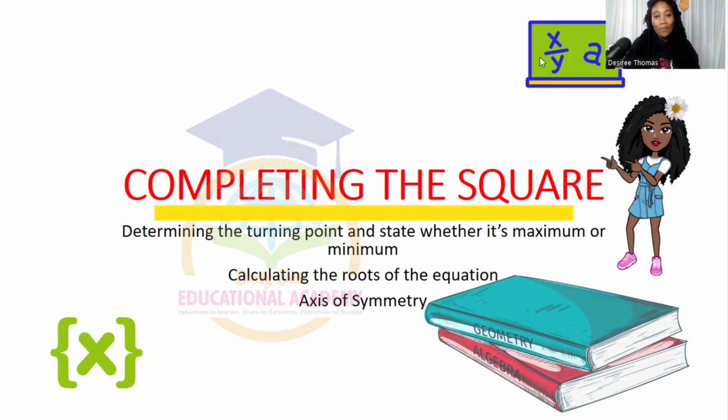Anyway, this video is about completing the square. We're going to talk about the turning point, determining whether it is a maximum or minimum, and also calculating the roots of the equation and the axis of symmetry.